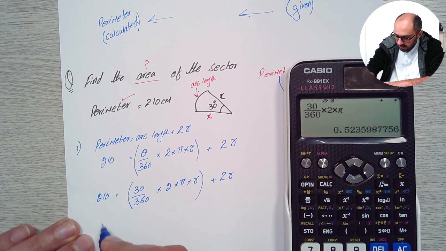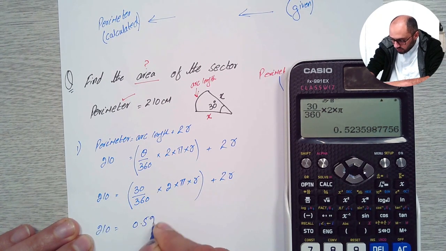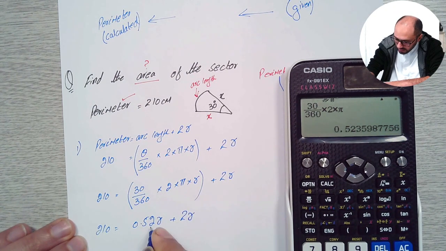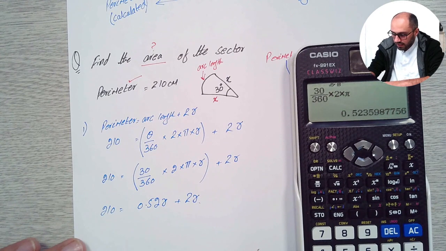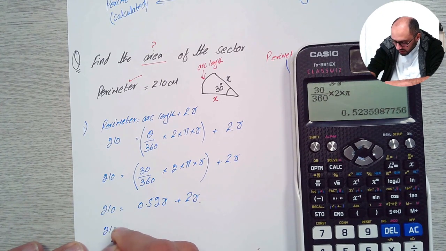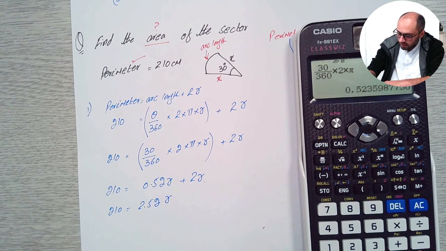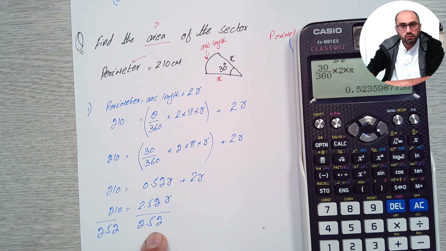So the calculator says the value is 0.52 rounded to 2 dp. So I can say this is 210 equals 0.52r plus 2r. Now these are like terms, so I can add the two together, and that will give me 210 being equal to 2.52r. To find the value of r, I'll divide both sides by 2.52. This is how we solve equations.